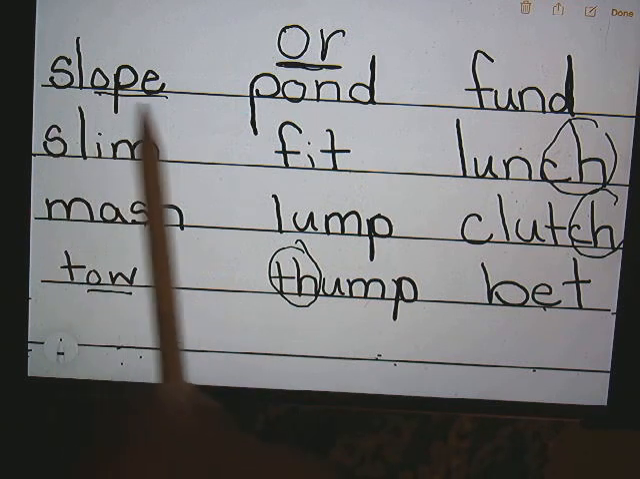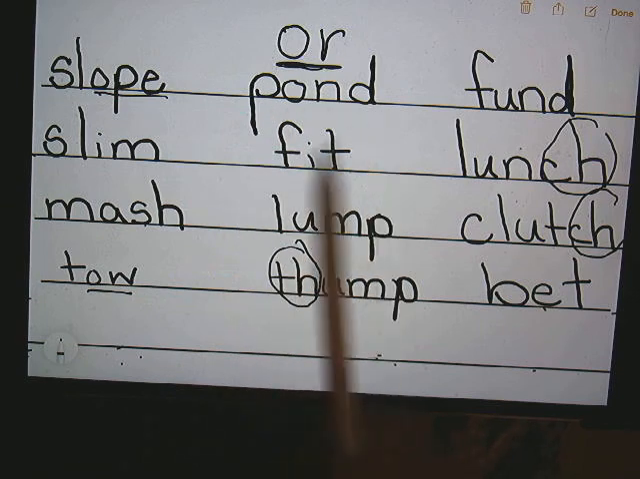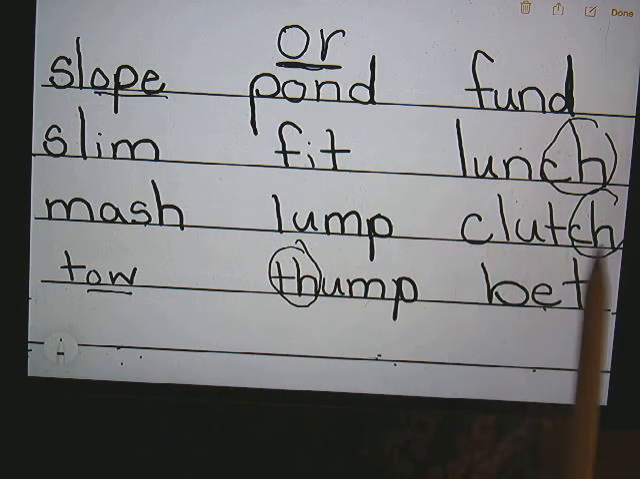Let's get started. Slope, slim, mash, toe, pond, fit, lump, thump, fund, lunch, clutch, and bet. If you did not read them quickly, then you need to practice them. Go back until you can build that fluency piece.